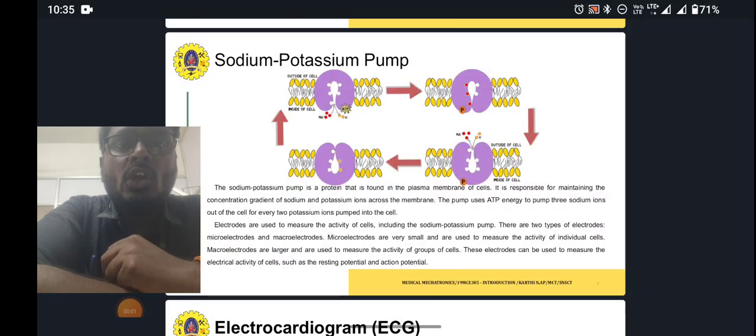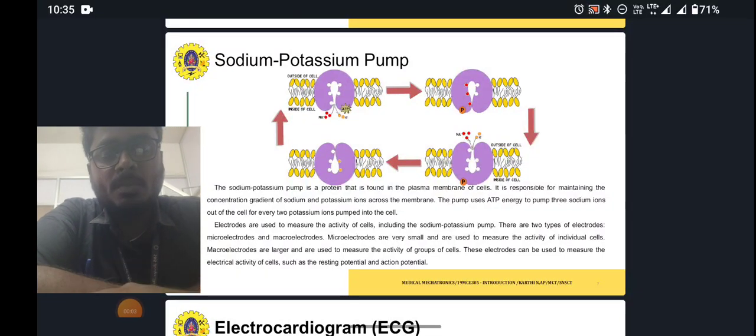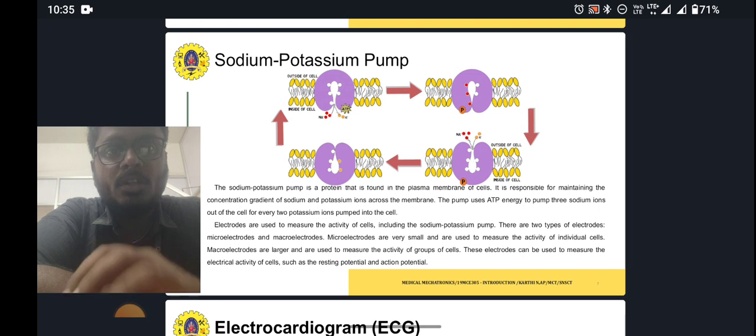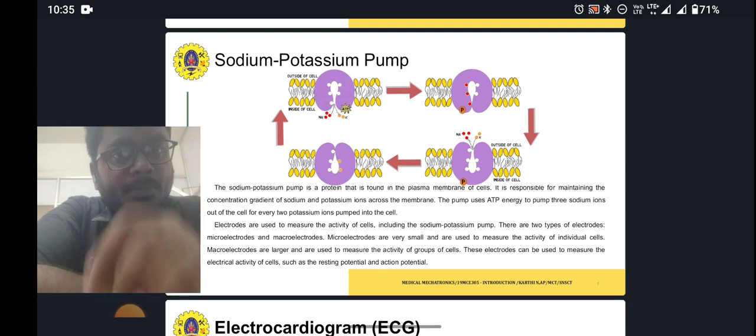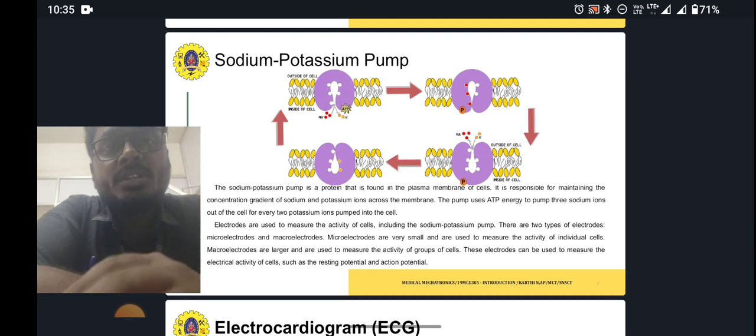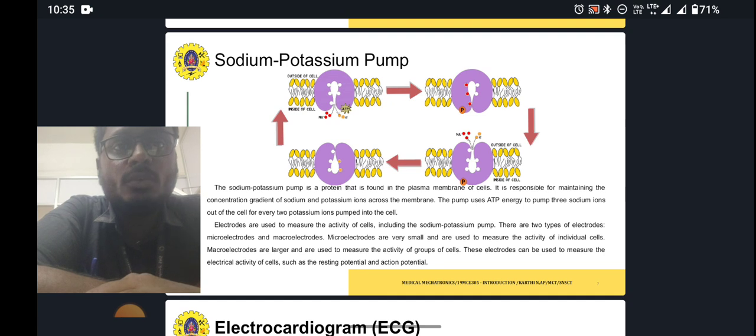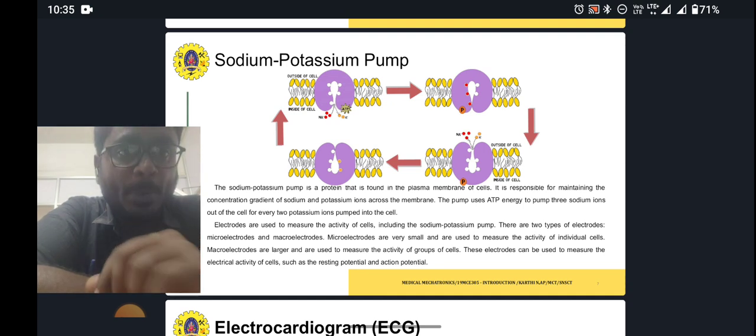Good afternoon. In the previous class, we discussed what human physiology and anatomy are, followed by the sodium potassium pump, action potential and resting potential. In this class, we are going to discuss the sodium potassium pump.